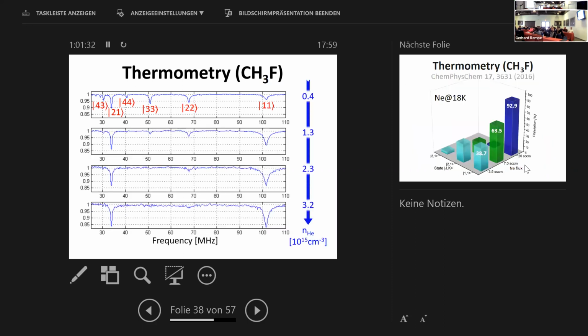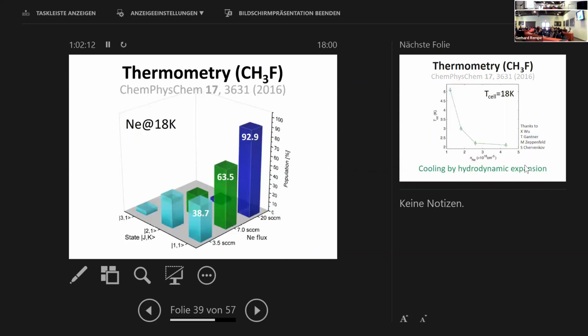And now we start the cooling. This one is for low buffer gas densities, let's say 0.4 times 10^15 per cubic centimeter, going up to 1, 2, 3, and so on. What you can see is that the higher-lying states, for example the 4 state, which has a higher energy, really quickly go away. The 1,1 state and the 2,1 state basically survive. So by looking at how the higher-lying states get depleted as a function of buffer gas density, we can say the internal state temperature decreases. From this, we can determine the temperature.